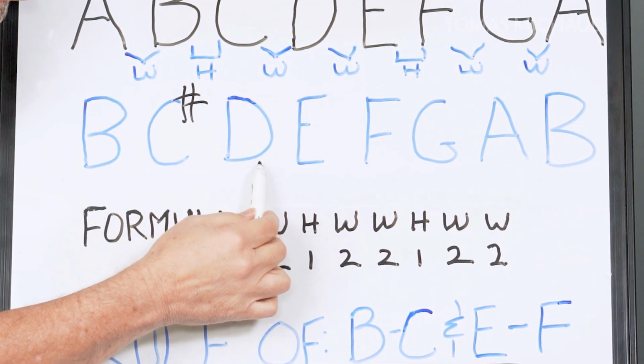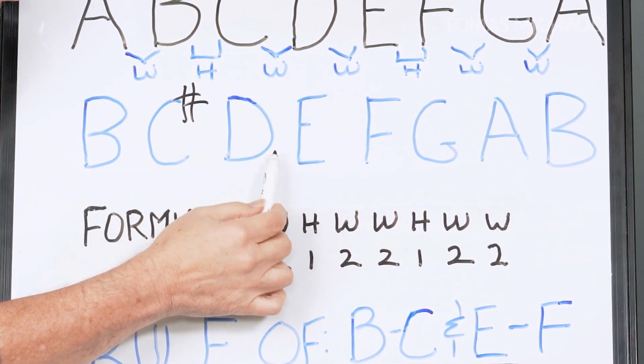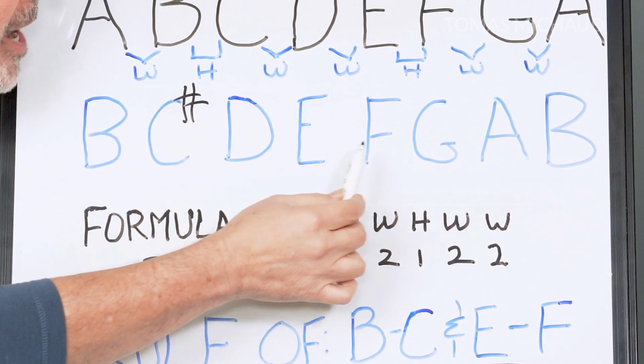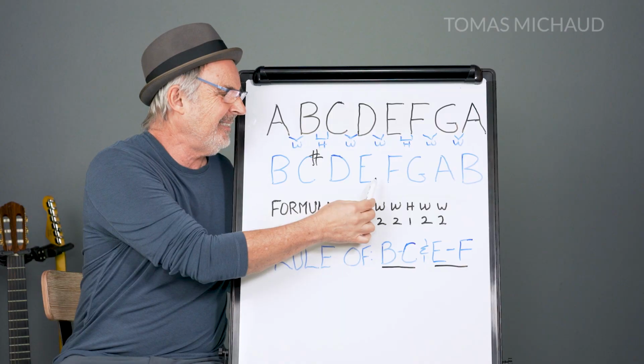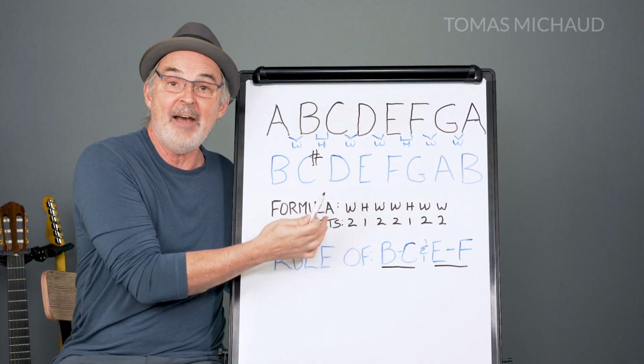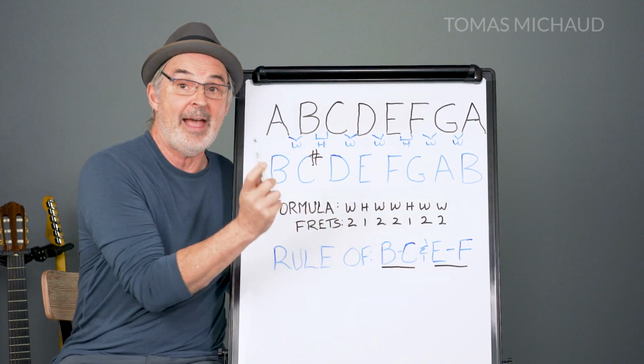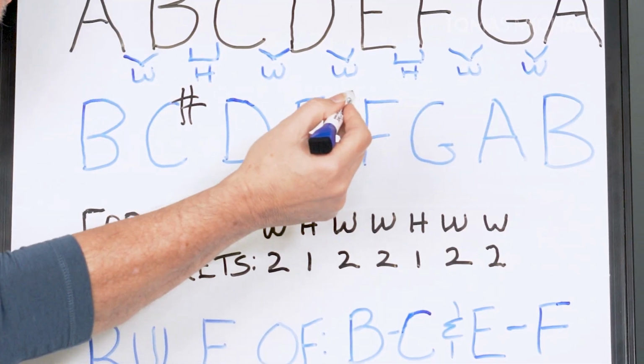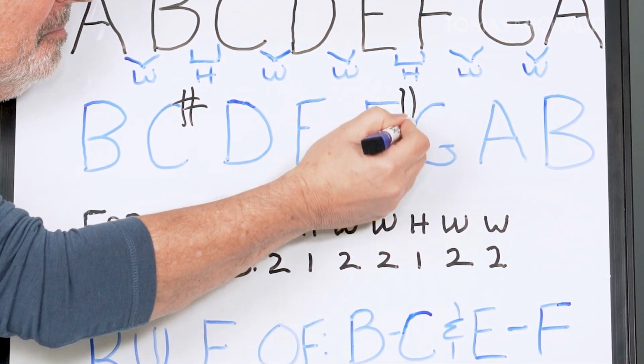Next, we're going from D to E. We need a whole step. We got it. E to F, another whole step? No, E to F is normally a half step. Again, the rule, E to F, half step. So we're going to make that, you guessed it, F sharp.